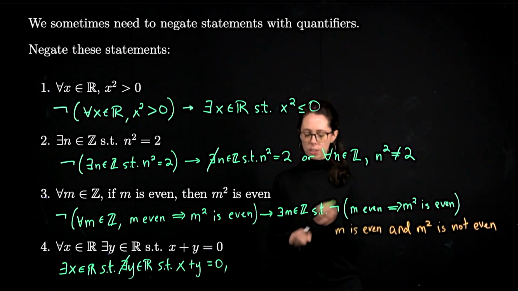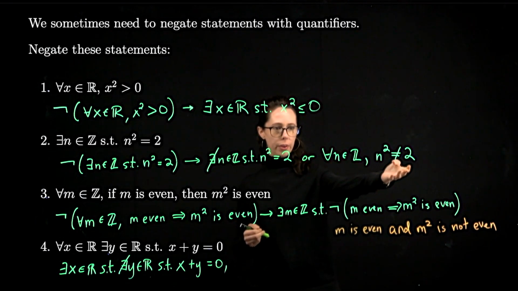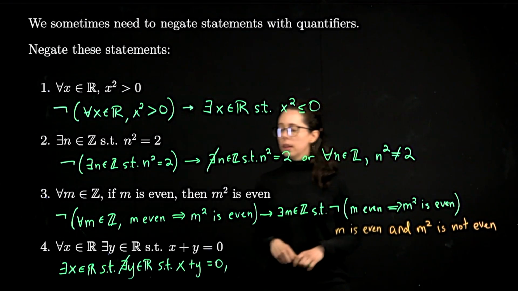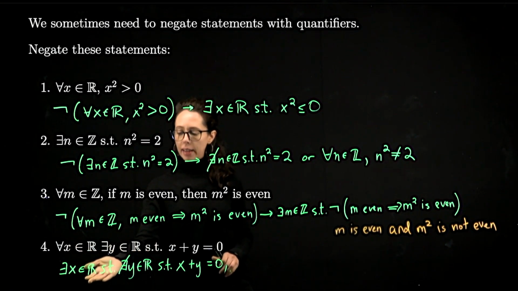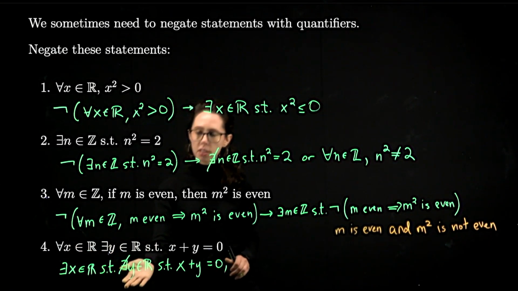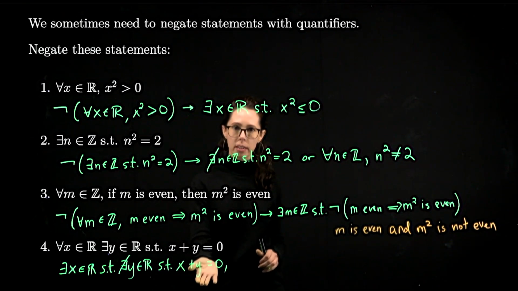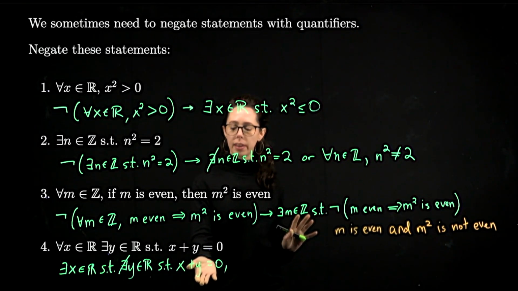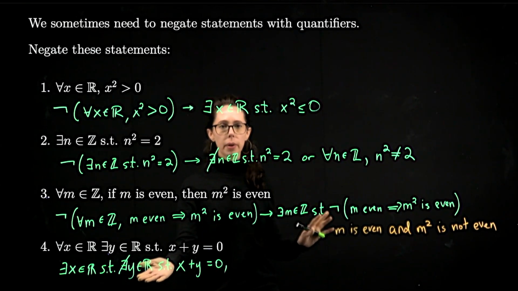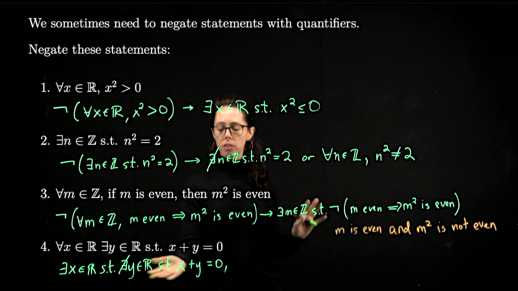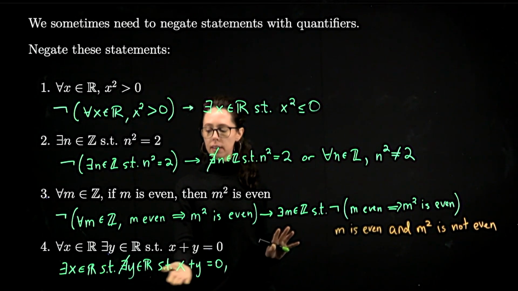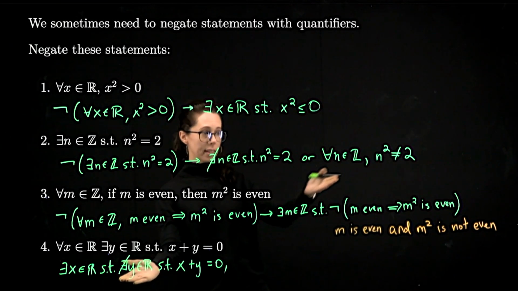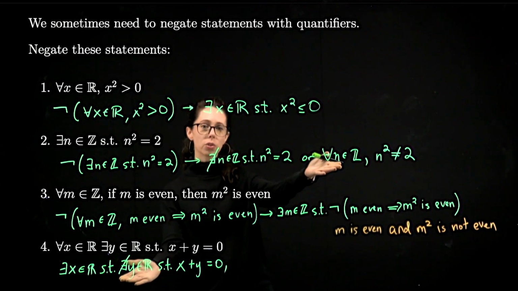But I would also like to take the other point of view. There exists an X such that there does not exist a Y which is the additive inverse. Another perspective is for all real numbers, the real numbers are not the additive inverse of X. So negating this existence, once again, can bring us to the universal quantifier.